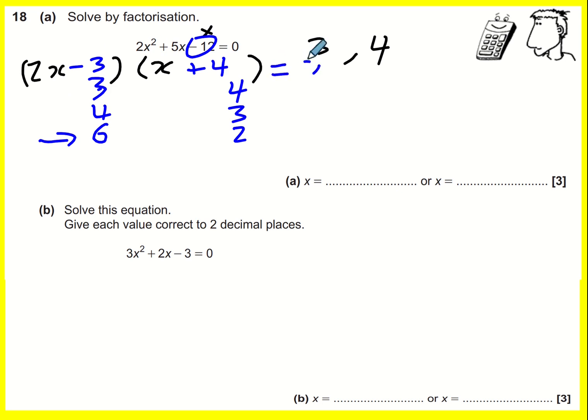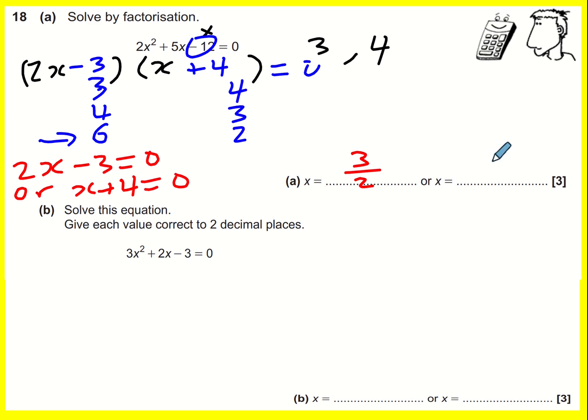It's now equal to 0. So what do we do? We set the brackets equal to 0. So either 2x minus 3 equals 0, or x plus 4 equals 0. Why is that? Because we are multiplying two numbers to give 0. It must be that one of the numbers itself is 0. So that's going to mean we can solve this. X is going to be 3 over 2, or it's going to be minus 4.